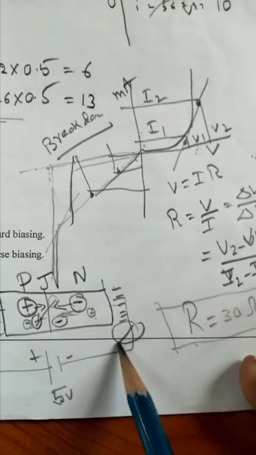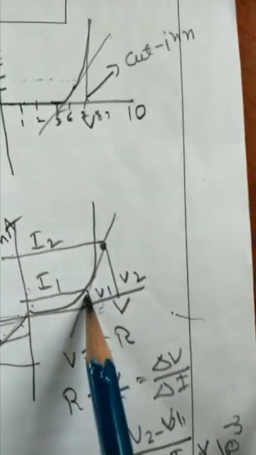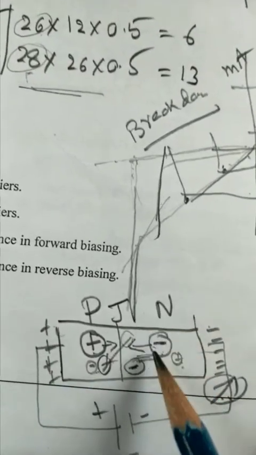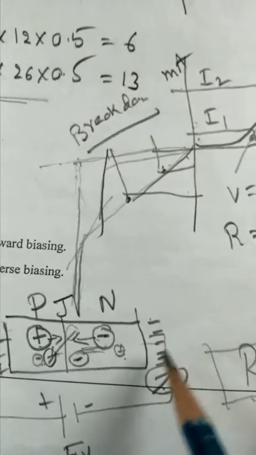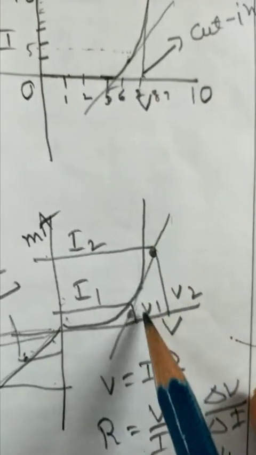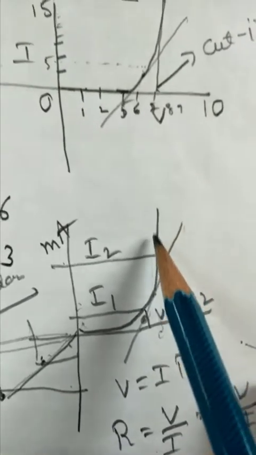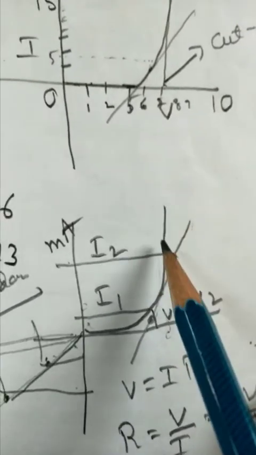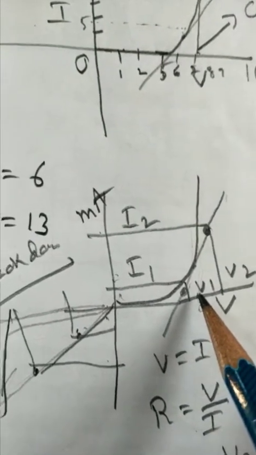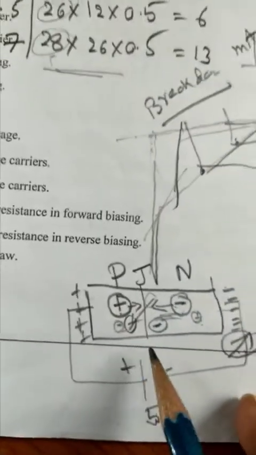When you place an ammeter, it shows a sudden rise of current, because a bunch of majority carriers move from here to here and here to here. At this point we say the junction has broken down. That is called the cut-in voltage. The point where charges and current suddenly rise is called the cut-in voltage. Clear or not? So this is how we get the cut-in voltage in forward bias.